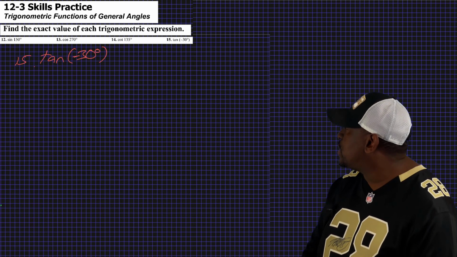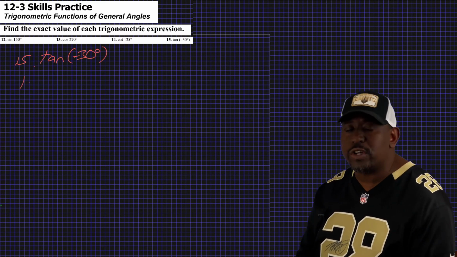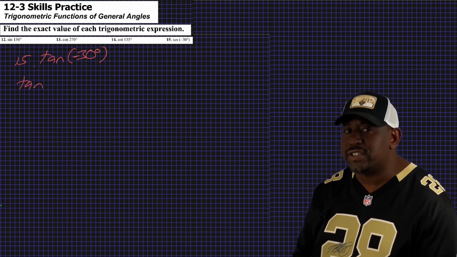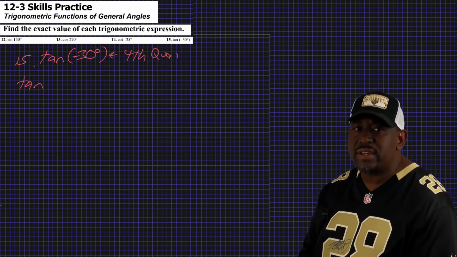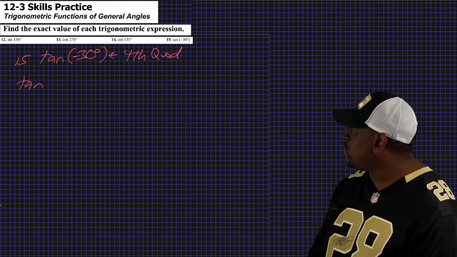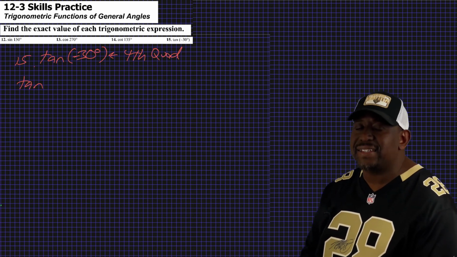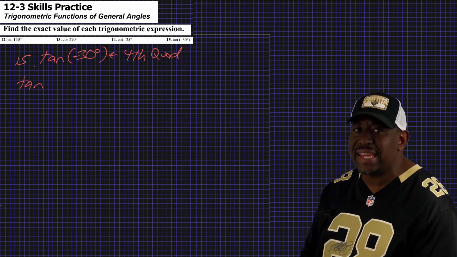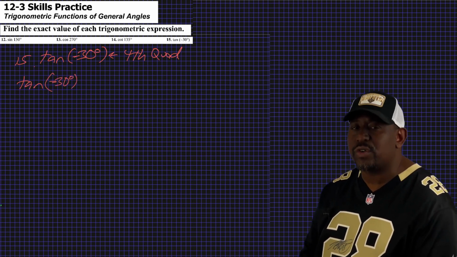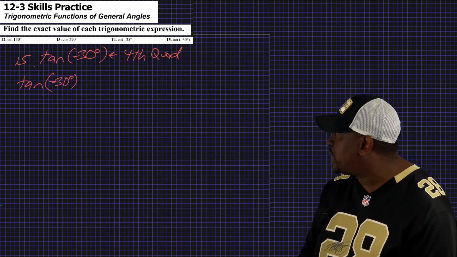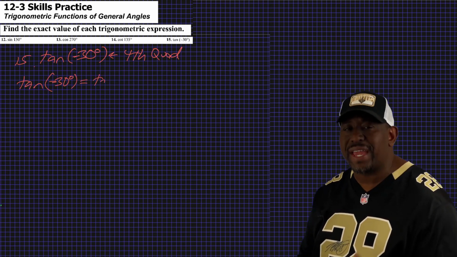So now we're going to do number 15, tangent of negative 30 degrees. So again, we got to figure out what quadrant negative 30 degrees is in. Which quadrant do you think it is? Well, it's in the fourth quadrant because you're going in the clockwise direction. And so we have to find its reference angle. Tangent in the fourth quadrant is going to be negative because you have sine over cosine. The sine is negative, the cosine is positive. Negative over positive will be negative. So the value of tangent for negative 30 degrees will be a negative value.